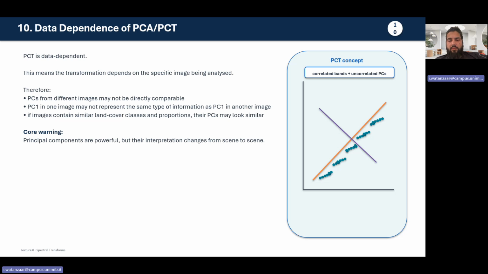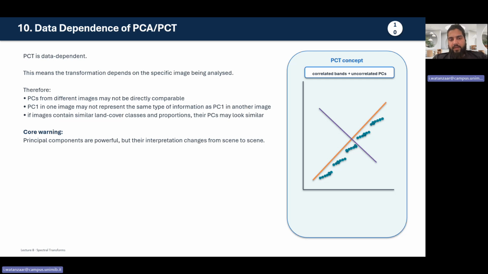And why is it not comparable? Because it's totally unique information. The principal component 1 in one image may not represent the same type of information as PC1 in another image, because the total information is different. And if we include temporal analysis, with pictures acquired at different times, it is really difficult to understand or compare the principal component analysis.